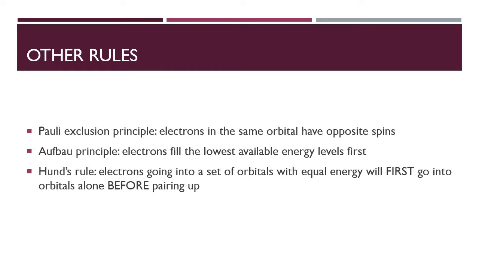There's also a third rule in effect here, known as Hund's rule. For Hund's rule, electrons that are going into a set of orbitals of equal energy first go into the orbitals alone before they pair up. For example, a set of p orbitals contains 3 orbitals. If you had 3 electrons going into those p orbitals, they would go one each into each of those 3, rather than pair up, because electrons don't really want to be near each other because they have similar charges.